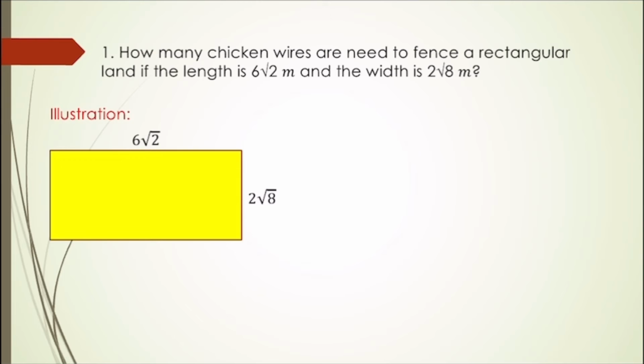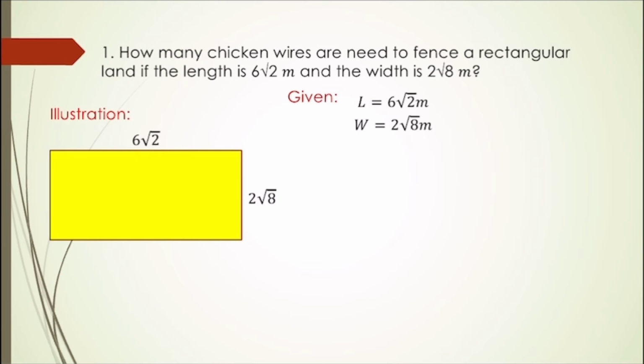So from here, after natin ma-illustrate, identify natin yung given. Ano ba yung mga given natin? So ang length daw natin ay 6 and square root of 2 meters and our width is 2 and square root of 8 meters. So after we identify the given, let's know what is asked. Ano yung tinatanong?